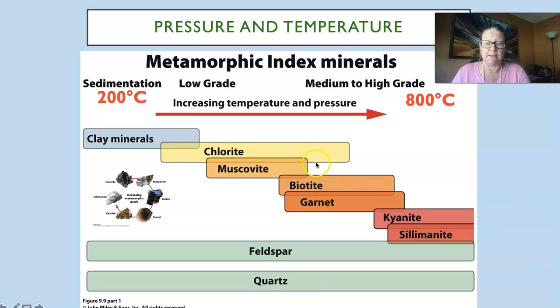So if you have a rock that has biotite and garnet in it, then you know that it reached these particular temperature and pressure conditions. Notice that feldspar and quartz remain throughout these temperature and pressure changes.